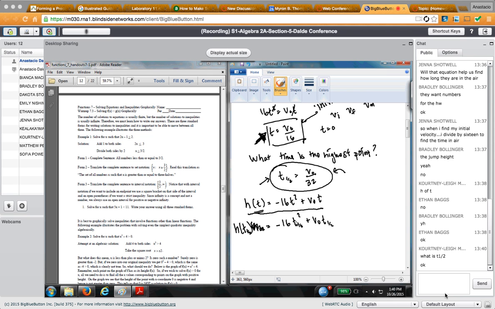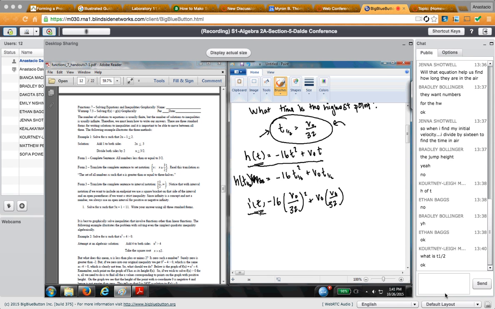Thank you. So what I'm going to do is rewrite this equation, but I'm going to plug in v naught over 32 wherever I see the time, the t 1/2. So this would be negative 16 times v naught over 32 squared plus v naught times v naught over 32. Because I'm evaluating my h at a very specific time, at the time when t is equal to v naught over 32. Does that make sense?